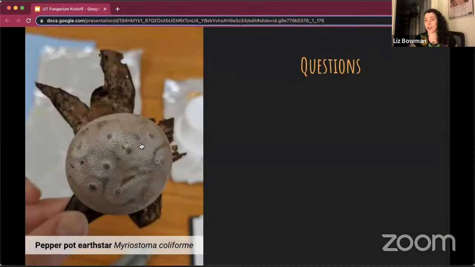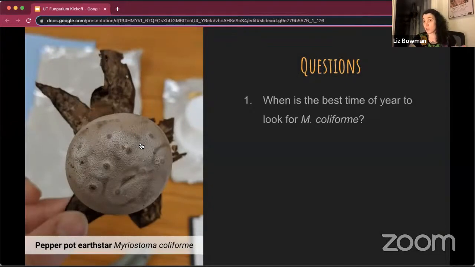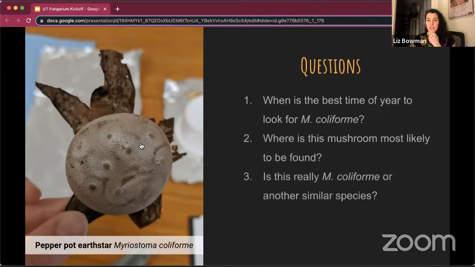And so with this data, I wanted to show you what you could use it for. So if I was interested in finding this mushroom, I could use this data to look at when the best time of year would be to go out and hunt for it, where it would most likely be found, so with what species and what type of habitat. And then I can use any DNA that's associated with the specimen on Microportal to determine if it is a similar species to Myriostoma cauliforme, or is it Myriostoma cauliforme?